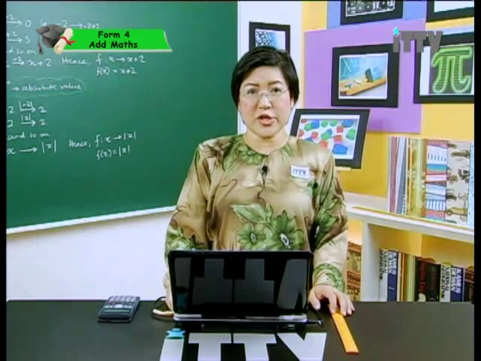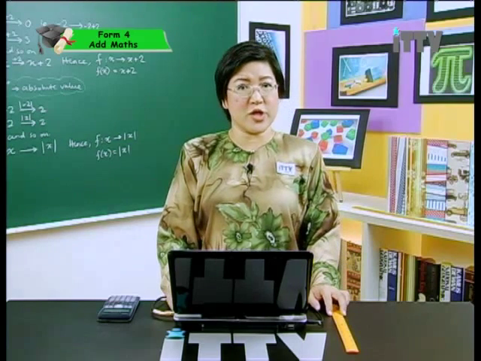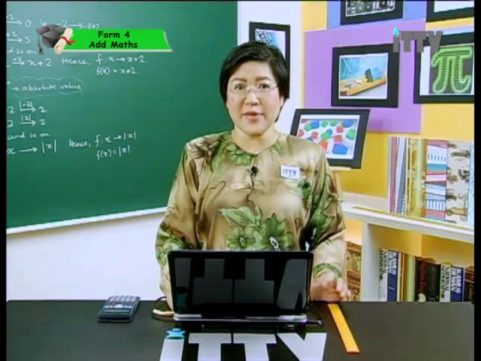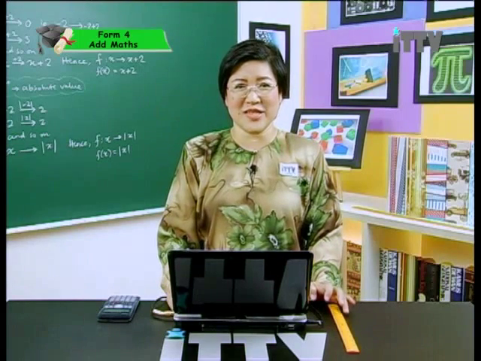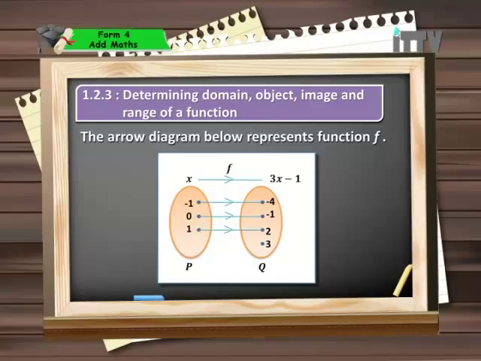Part of function notation is also to be able to write out the domain, the object, the image, the range, all in the proper manner. So let's have a bit of practice with those issues. Determining domain, object, image, and range of a function. The arrow diagram below represents function f.